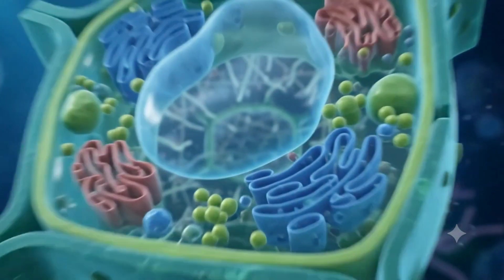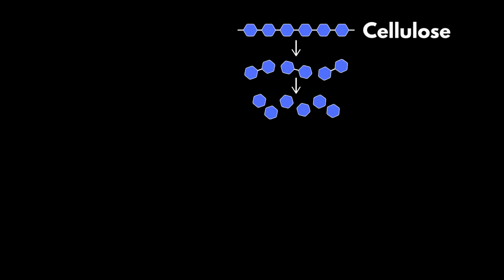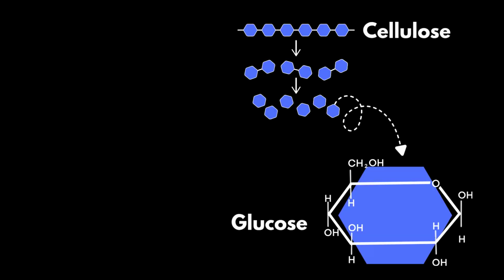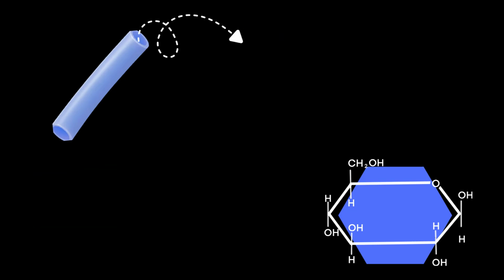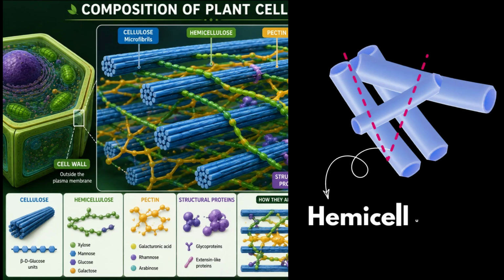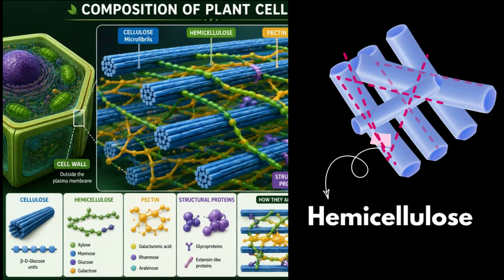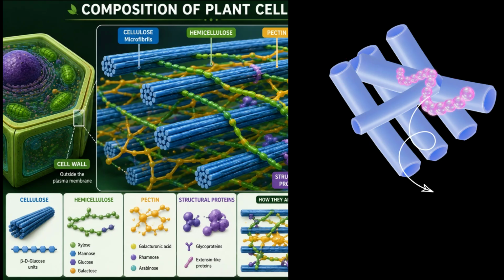But zoom in, and you will find a highly organized network of biomolecules. The main player is cellulose, a polysaccharide made of long glucose chains that bundle together into microfibrils, giving the cell wall its strength. Around these microfibrils sits a matrix of hemicellulose and pectin. Hemicellulose links the fibers together, while pectin acts like a natural cement holding neighboring cells in place. In mature plant cells, lignin often gets added too, making the wall thicker and tougher, especially noticeable in xylem tissue.